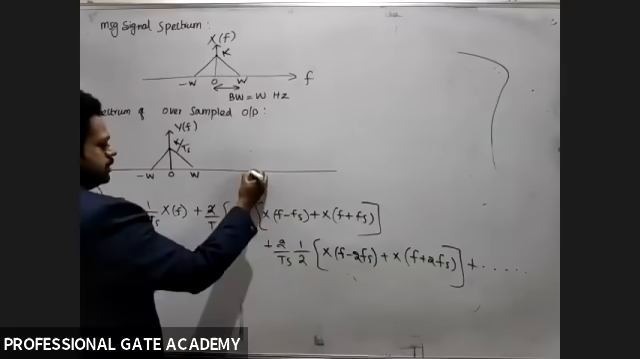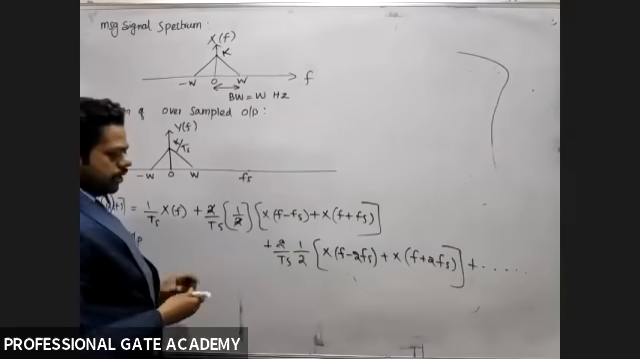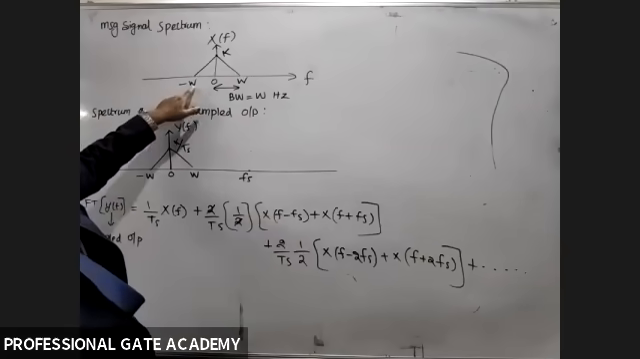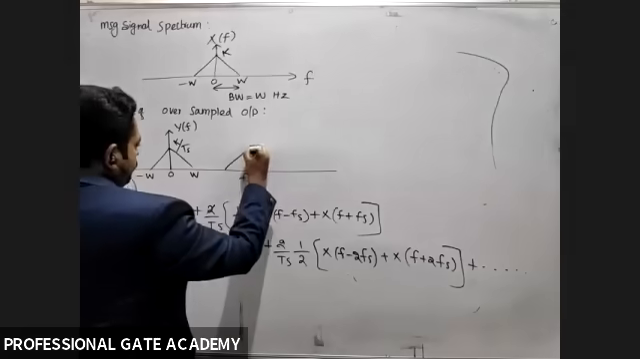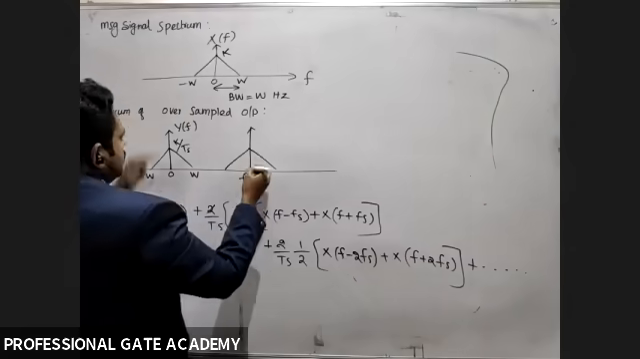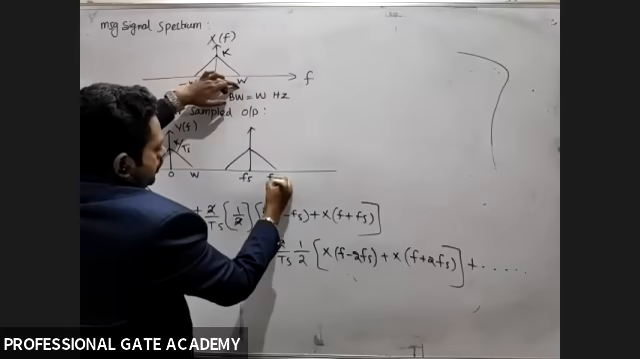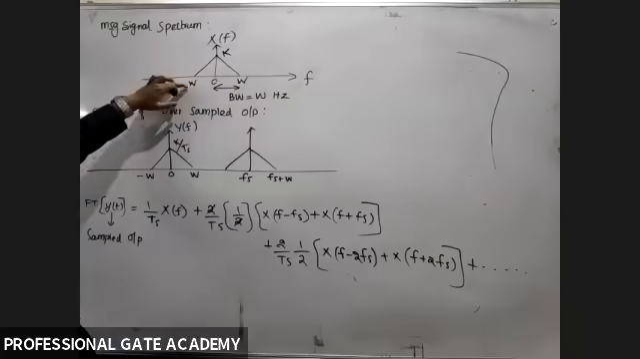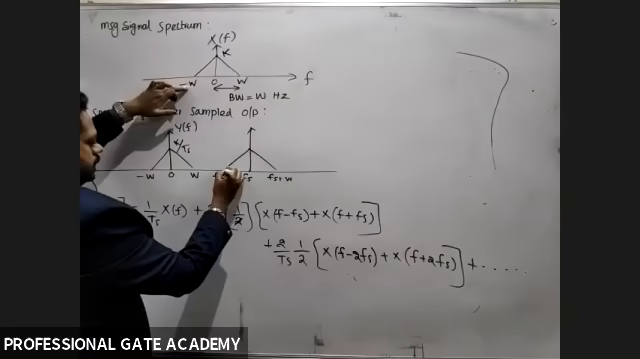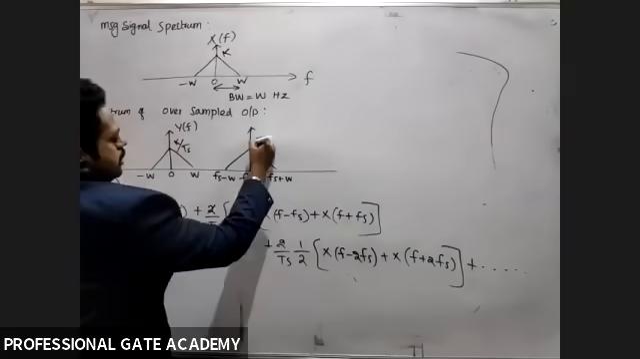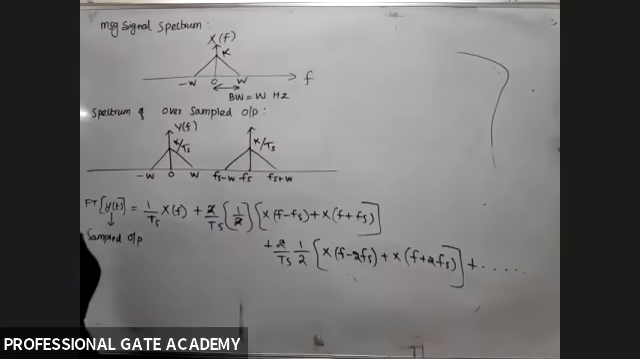So already we studied that the fs value is very high. So assume this is the fs value. Now what is the meaning? X of f right shifted by fs. So right shifted by fs means this becomes fs plus W, and this becomes fs minus W. Here also we have scaled by 1 by Ts, so already K is available. So here we get K by Ts.